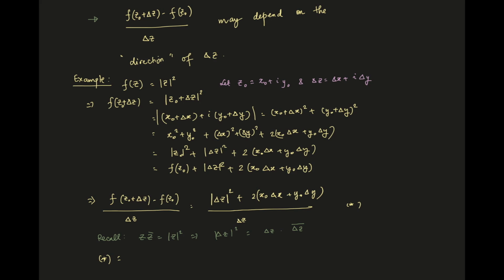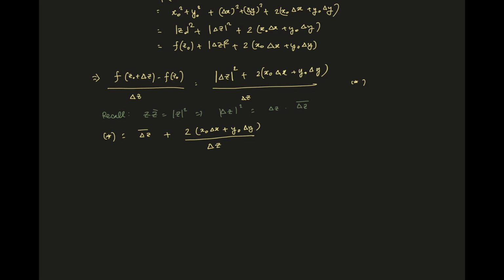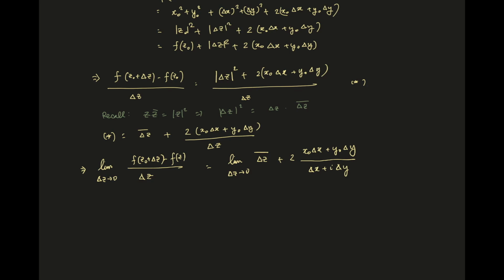Okay, so using this, star becomes simply the conjugate of delta z plus twice x naught delta x plus y naught delta y divided by delta z. Okay. Now let's take the limit as delta z approaches 0 of this ratio. So this ratio therefore becomes the limit as delta z approaches 0 of conjugate of delta z plus twice x naught delta x plus y naught delta y divided by delta x plus iota delta y.